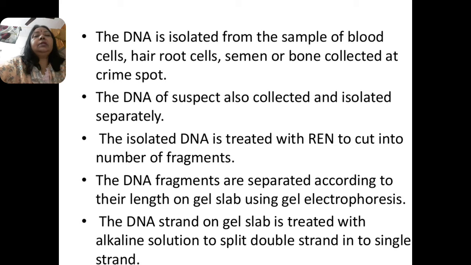In any case, the DNA is isolated from samples of blood cells, root hair cells, semen or bone collected at the crime spot, and the DNA of the suspect is also collected and isolated separately. Then the isolated DNA is treated with the REN. What is this REN? REN is renin. Basically, this is known as a gene. REN is a gene for making the protein renin that is produced by the kidney.